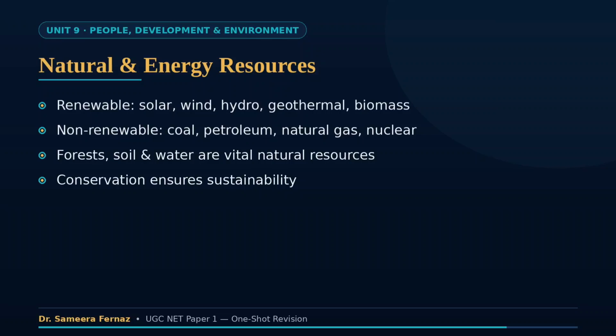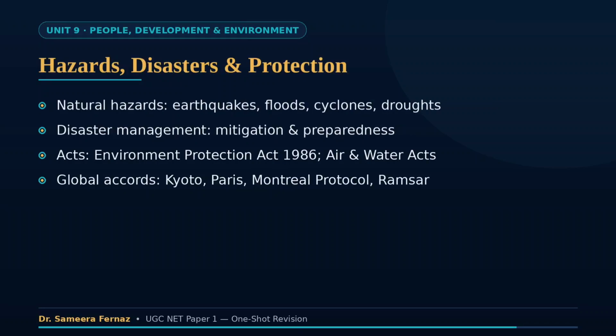Next come natural and energy resources. Two energy families. Renewables, what are they? Everybody knows: solar, wind, hydro, geothermal and biomass. These never run out. Non-renewables, coal, petroleum, gas and nuclear, are limited. Forest, soil and water are precious, so conservation keeps them sustainable.